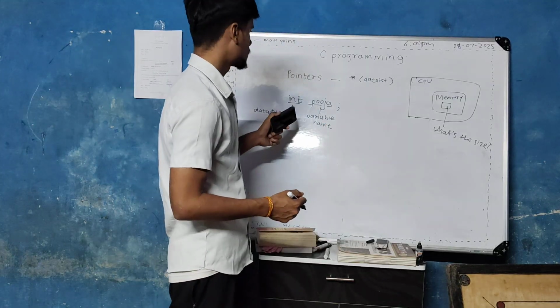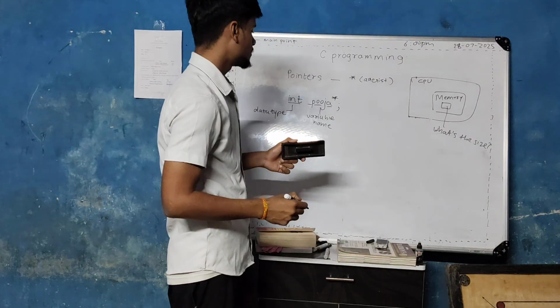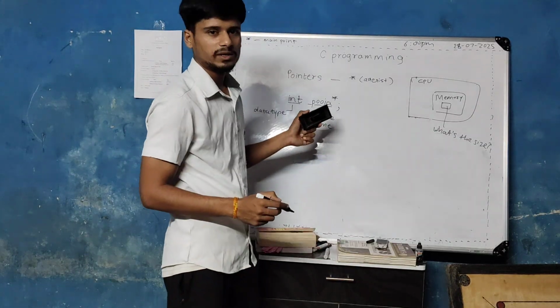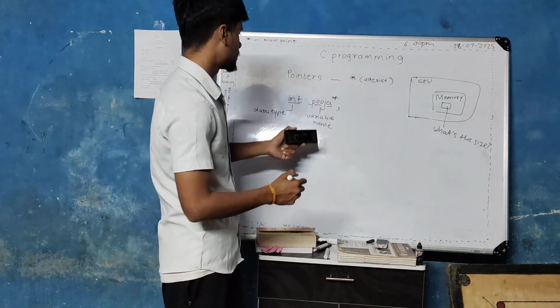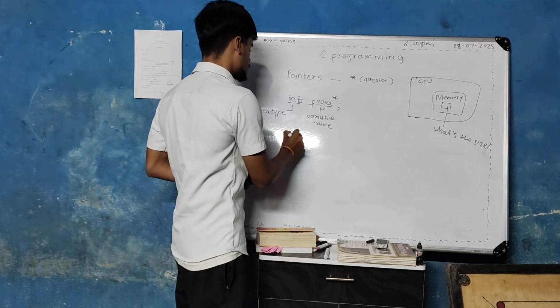So if we use the pointer here, and we print this variable named Puja, how do we print it in C language? We print it using the printf function.